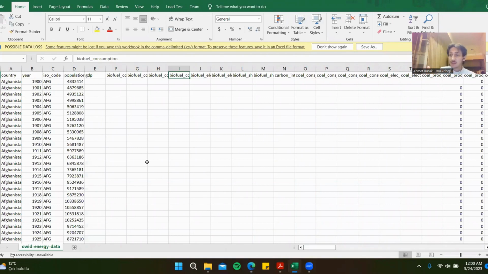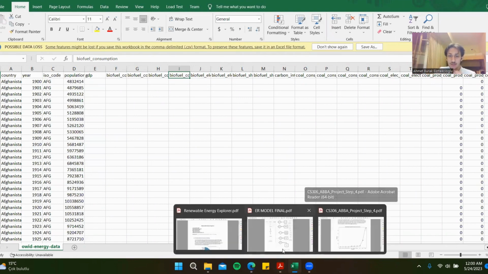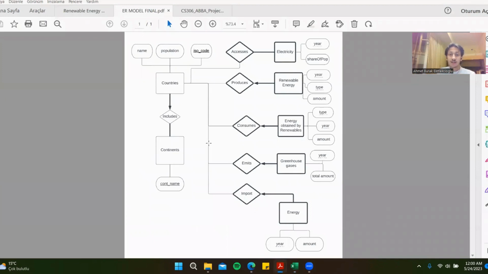So we cleaned our dataset and converted non-values to zeros. Then we used our dataset in our SQL model. Let me just show you the ER model that we have used. Our ER model consists of 7 entities. Countries and continents are like canon. They are in all ER diagrams, right? Besides them, we also have 5 weak entities.